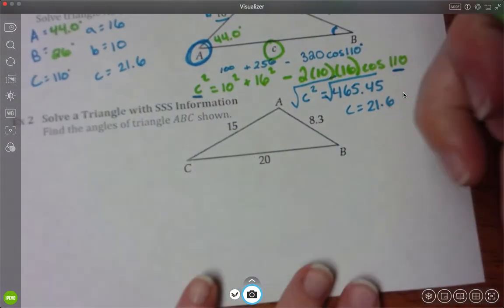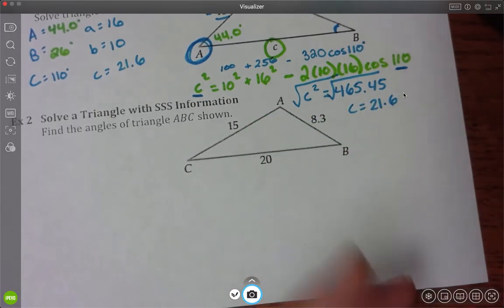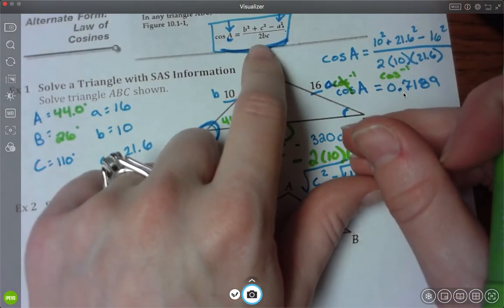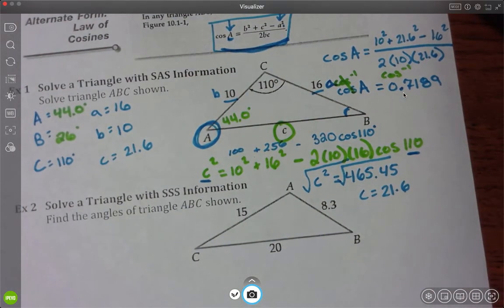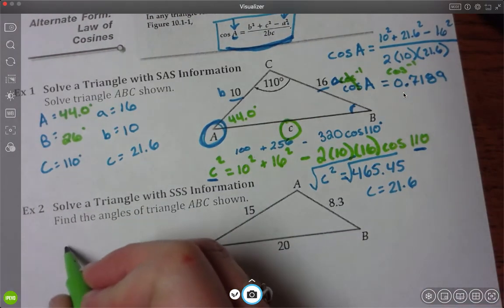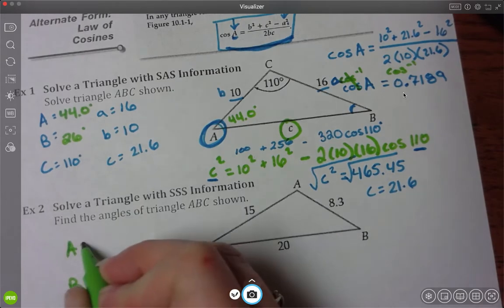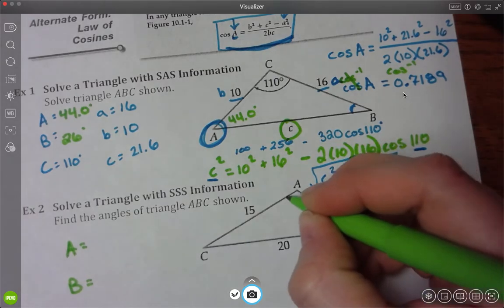What they want us to do here is the same process again, except I don't know any of the angles. So I'm going to start by using this second equation and use it twice to find two different angles, and then I can subtract and find the third one. So we're really just finding the angles A, B, and C, and I don't know any of them. We can decide which one we want to find first. Let's go ahead and find A first.